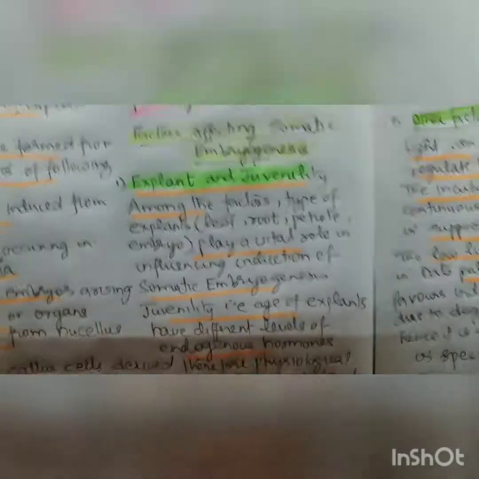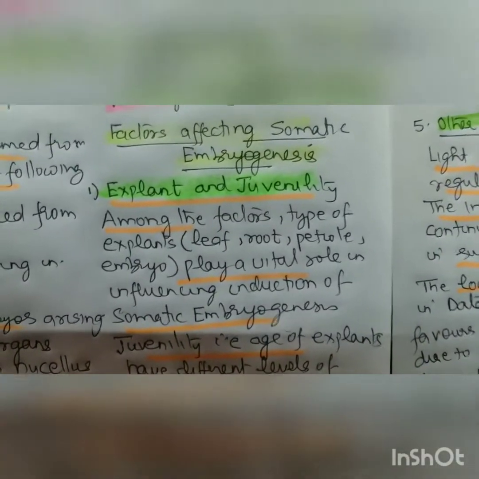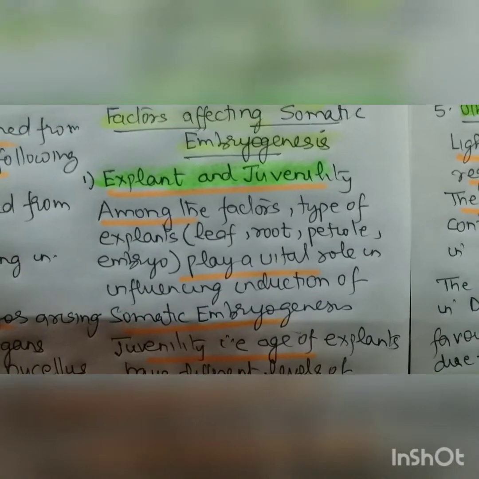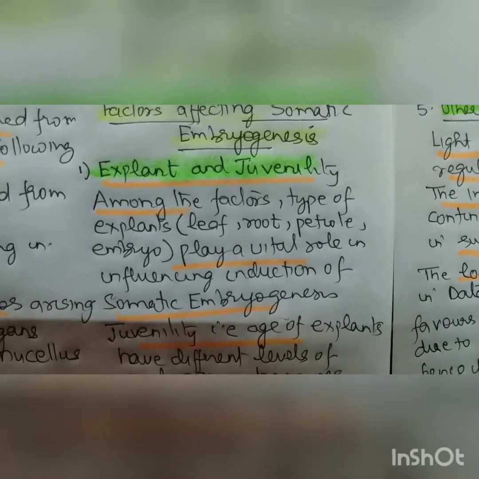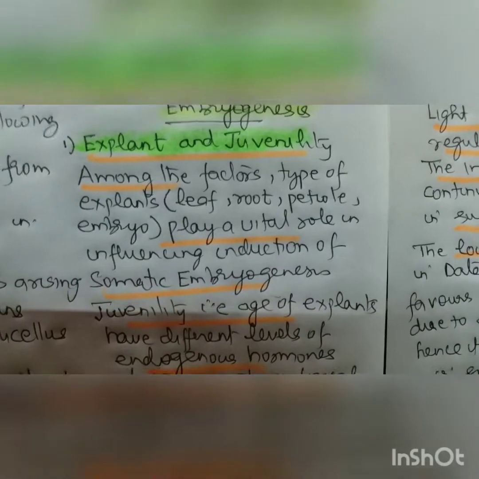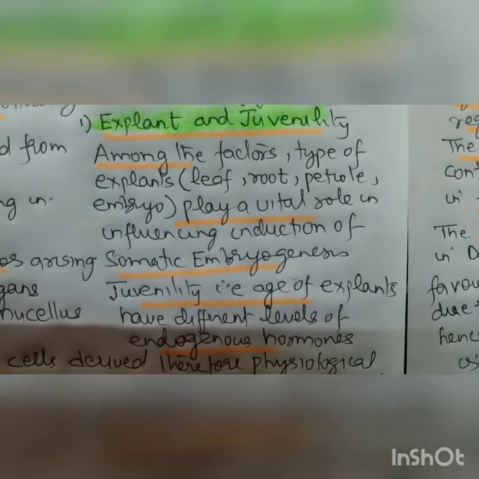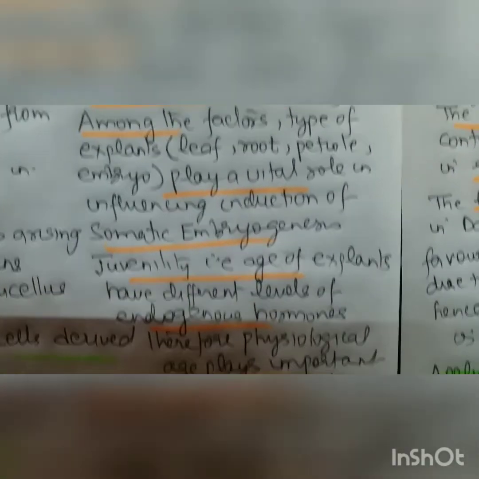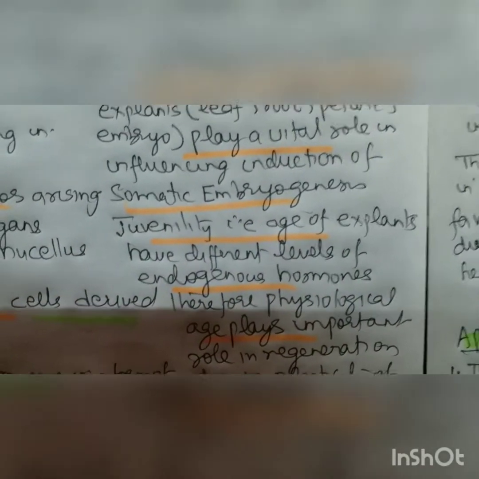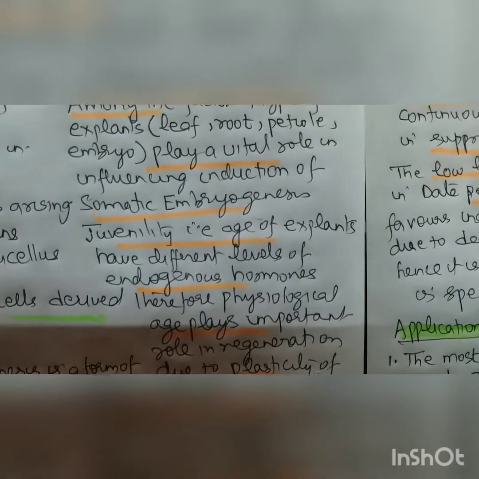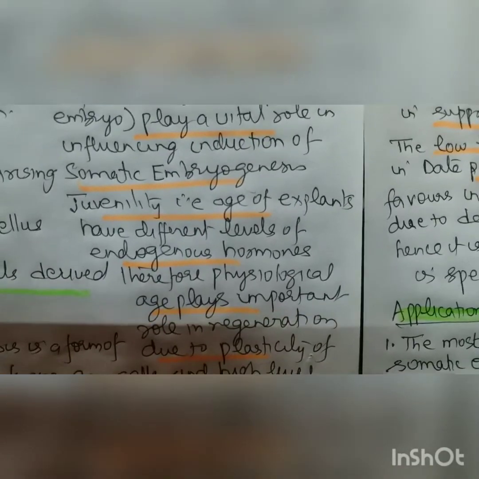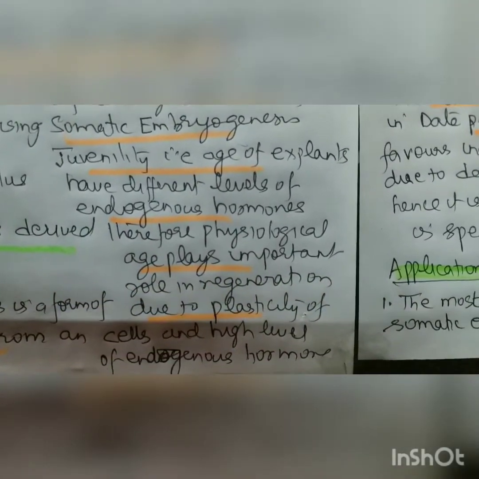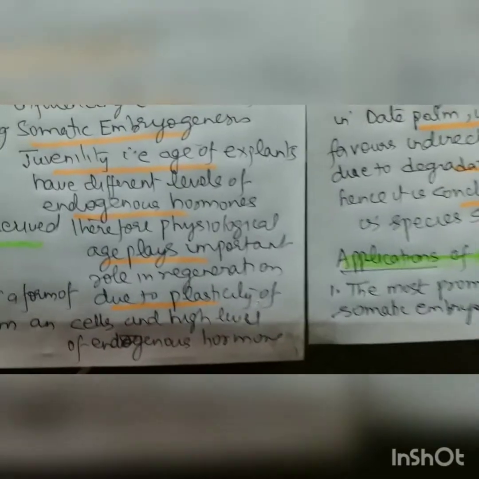So now the question is the factors affecting somatic embryogenesis. Explant and juvenility. Among the factors, type of explants, leaf, root, petiole, embryo play an important role in influencing the induction of somatic embryogenesis. And the second factor is juvenility, that is age of plants, because age of plants have different levels of endogenous hormones, and besides that physiological age plays an important role in regeneration due to plasticity of cells.